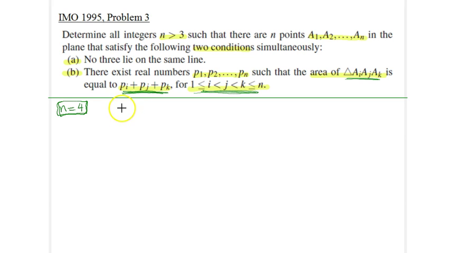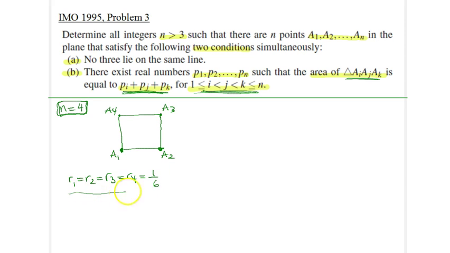Consider simply our 4 points are the vertices of a square. So we have our 4 points a sub 1, a sub 2, a sub 3, and a sub 4. And also consider the numbers r sub 1, r sub 2, r sub 3, r sub 4 equal to 1/6. I claim that r sub i chosen in the following manner satisfy these conditions, and obviously no 3 points are collinear in this shape. Part A is already satisfied with our current construction.